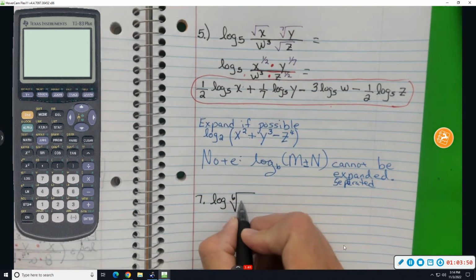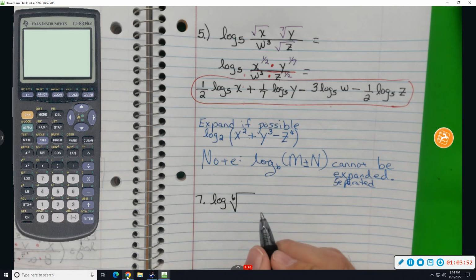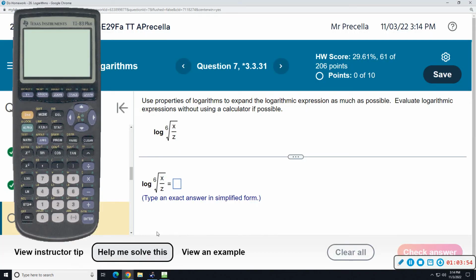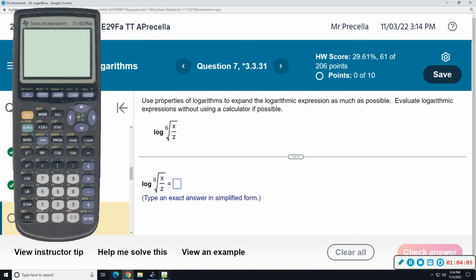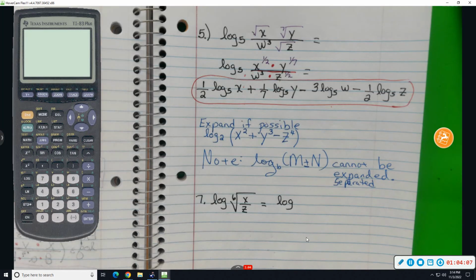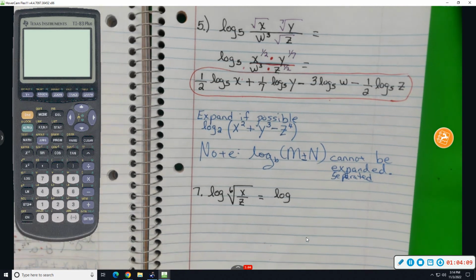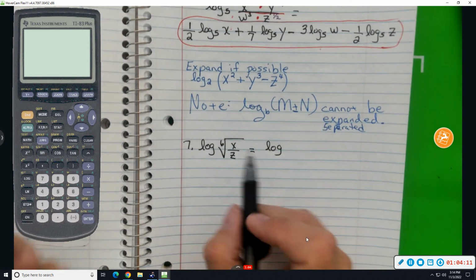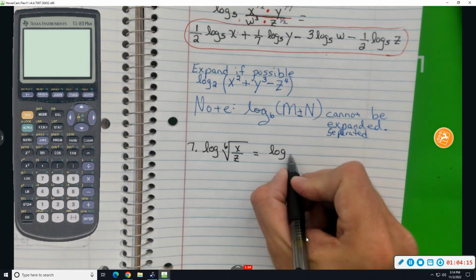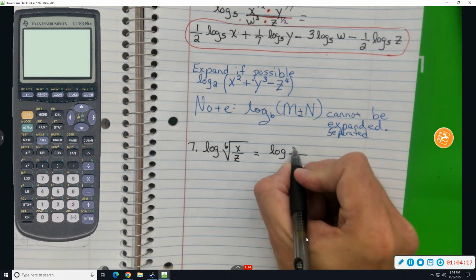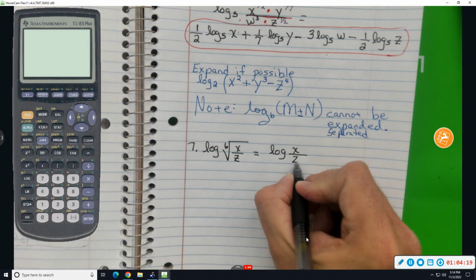Oh, wait. You haven't written down the problem. It's the common log of the 6th root of x over z. The first thing we need to do, whenever you're working with logarithms and you have a radical, is write it without that radical. Write it as an exponent.